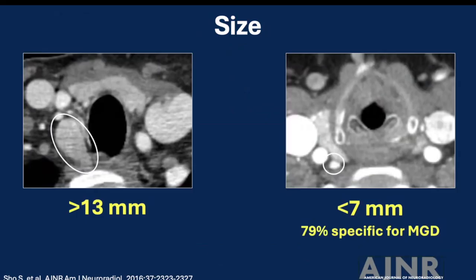Now let's assume we have a single lesion. The bigger it is, the more likely it's an adenoma, and the patient will be cured by minimally invasive surgery. However, a patient with only one lesion found by imaging is statistically more likely to have multigland disease rather than an adenoma if that lesion measures less than 7 millimeters in maximum diameter, such that bilateral neck exploration will likely be necessary in this patient subset.